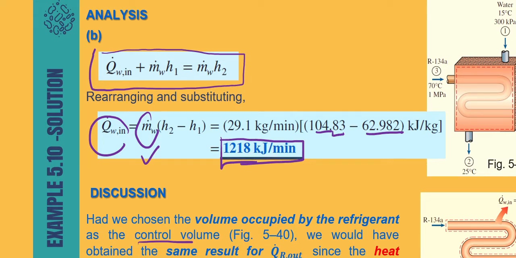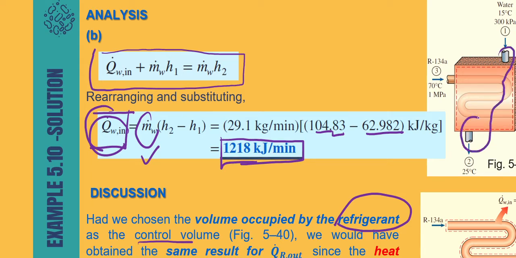Meaning that if you select the refrigerant as your control volume, as your system, just now we selected water as your control volume, or as your system. And then if you select the refrigerant only as your system, you will also get the same amount of heat, because the heat gained by the water is equal to the heat loss from the refrigerant.